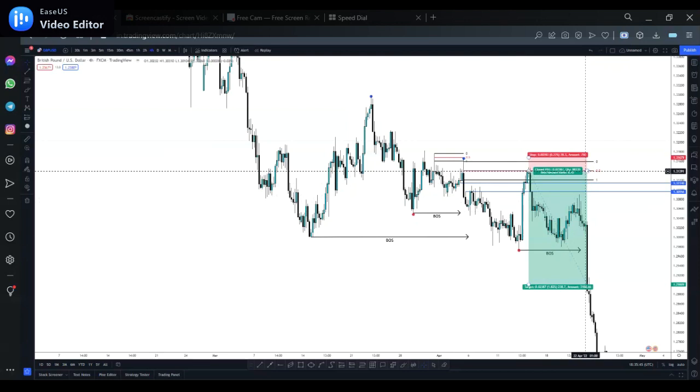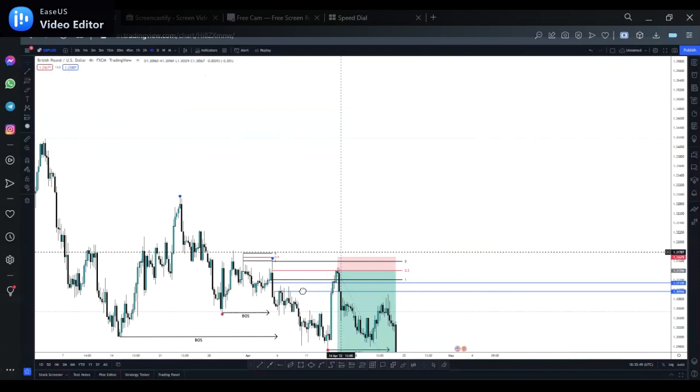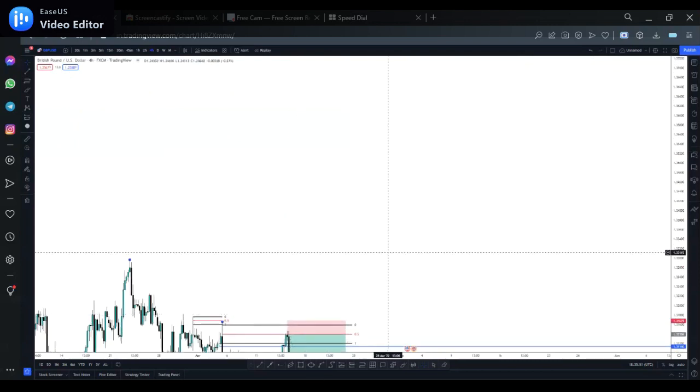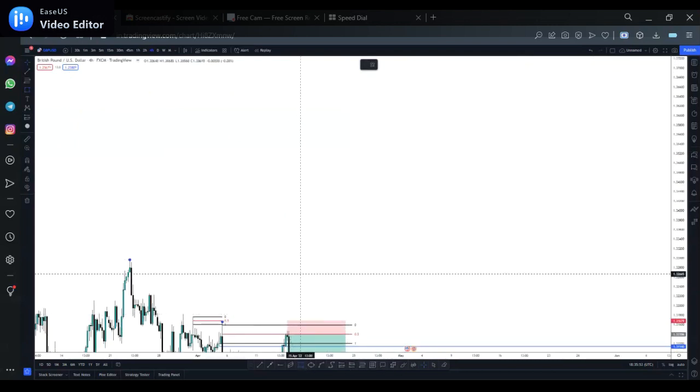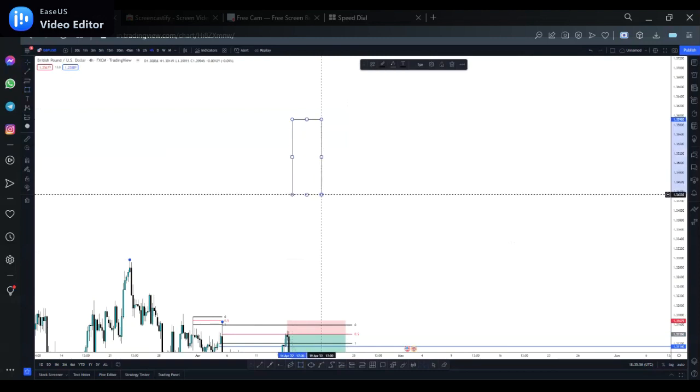So now back on what we have today. I'm going to be differentiating between obvious order blocks and hidden order blocks. Okay. So as you all know, the obvious order block looks like this.